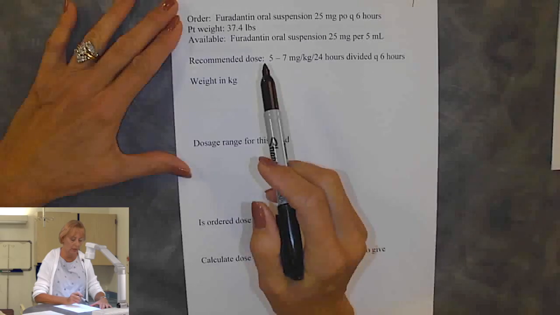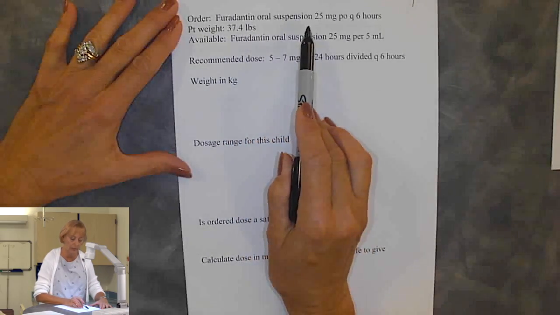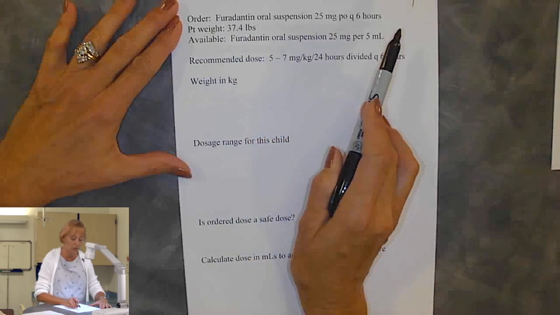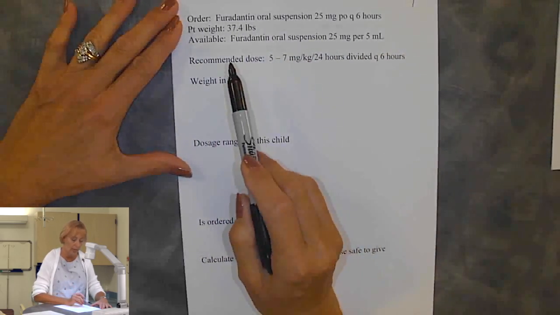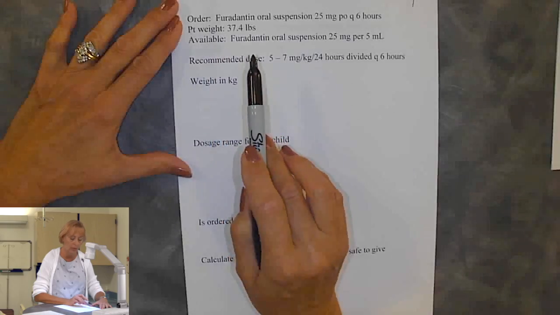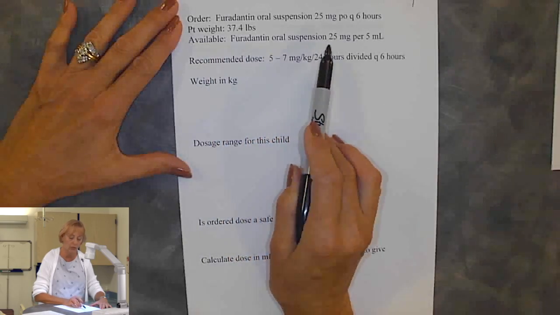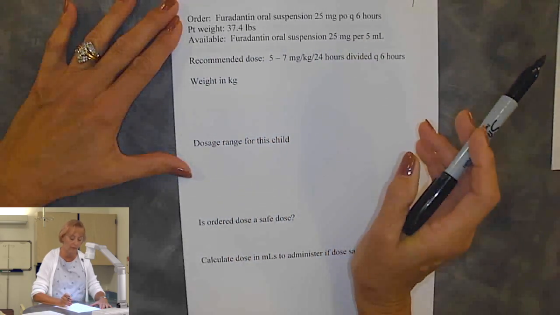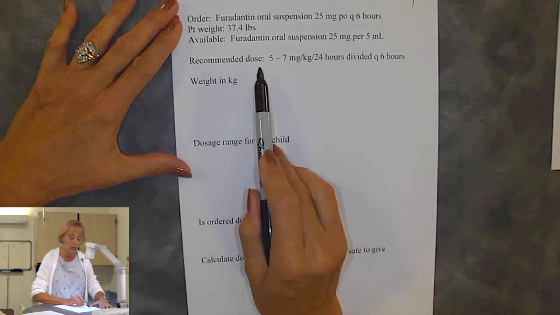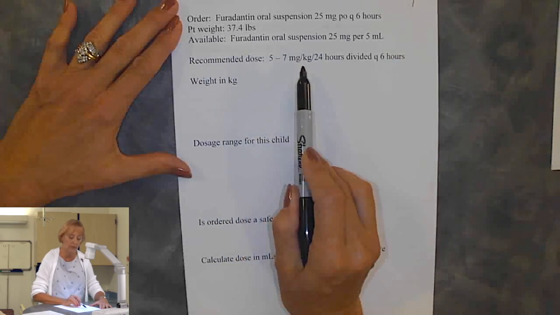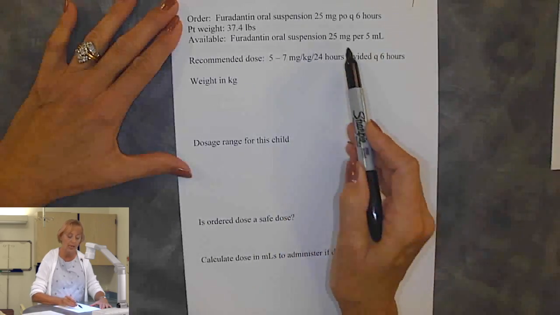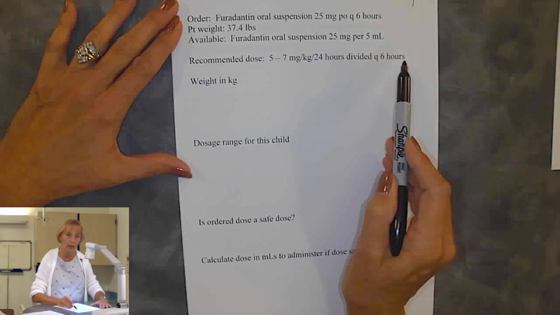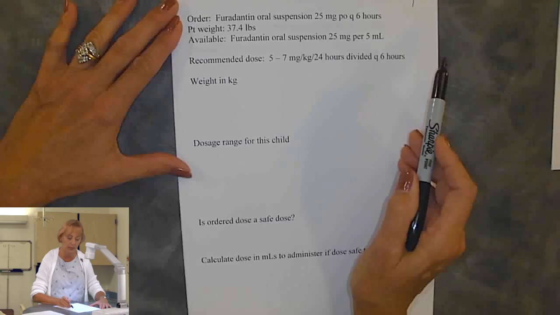The first one here, it's Furadantin oral suspension, 25 milligrams PO Q6 hours. Your patient weighs 37.4 pounds. And what you have available is Furadantin oral suspension, 25 milligrams per 5 mLs. The recommended dose range is 5 to 7 milligrams per kilogram for 24 hours, and then that total dose will be divided every 6 hours or 4 times a day.